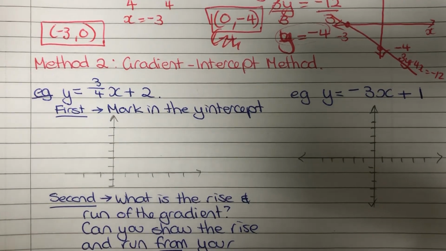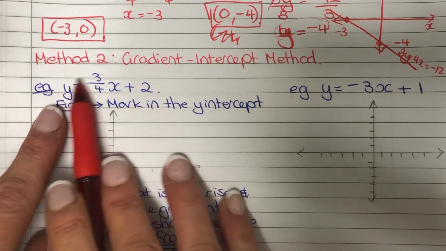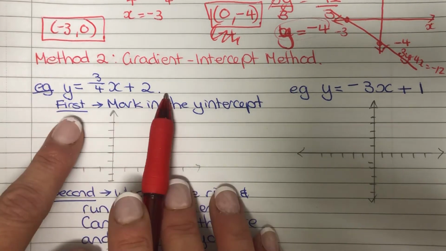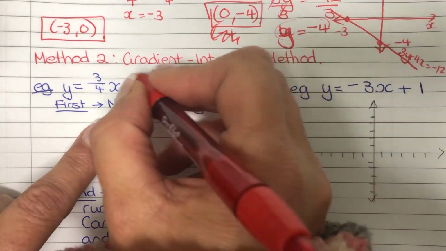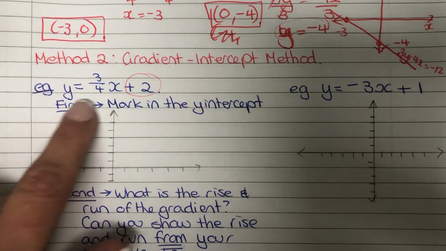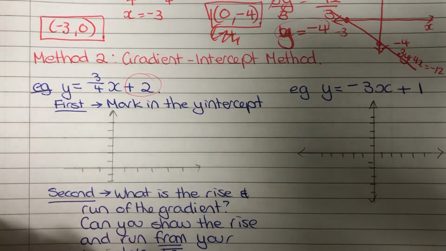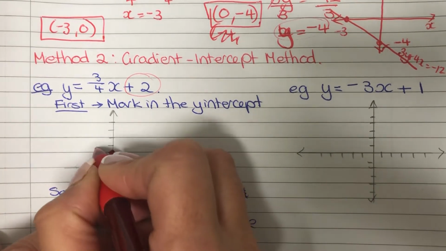Okay, next method, which we're doing today, gradient intercept method. So here's a straightforward y equals mx plus c. First thing you do is mark in the y-intercept. So that's obviously why earlier on in the chapter we want you to be able to see which part is the y-intercept. So in this case it's 2. So when I say mark in, it means put a dot.